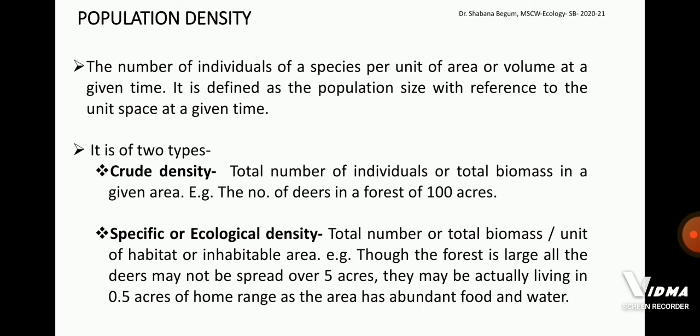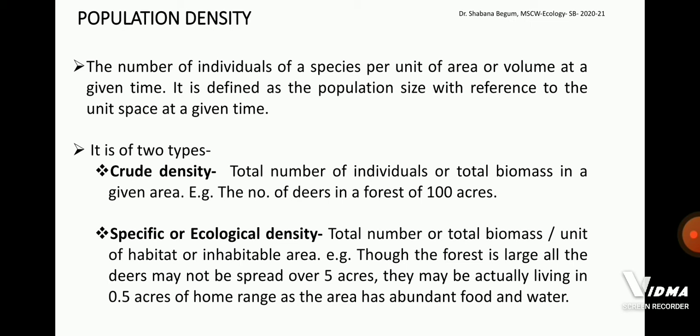I just mentioned that there are various attributes of a population, and let us discuss them one by one. The first being the population density. Population density can be defined as the number of individuals of a species per unit of area or volume at a given time. It is defined as the population size with reference to the unit space at a given time. About population density, there are some more points you should remember. The size of a population fluctuates, but it is stable when the number of deaths in the population equals the number of new arrivals.